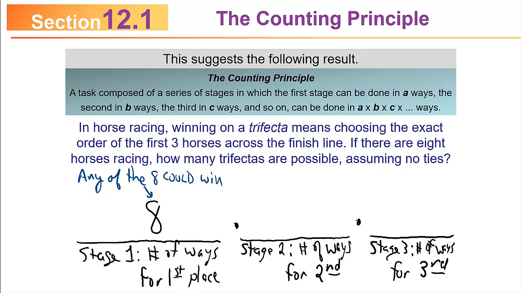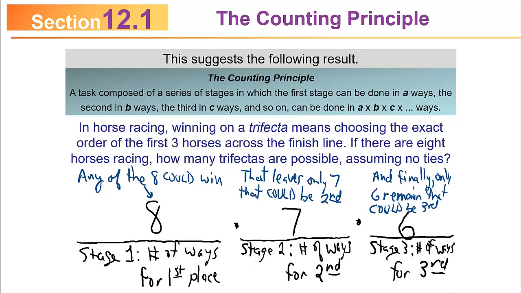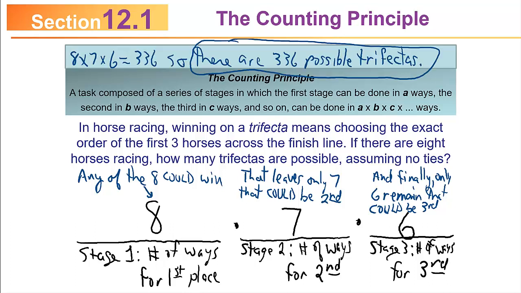However, if a horse wins first place, that horse can't also win second place, so that only leaves 7 horses that could possibly finish second. And using the same logic, if a horse wins first and a different horse wins second, neither of those 2 horses are available to also win third place, so there are only 6 horses left that could possibly finish in third place. So by the counting principle, there are 8 times 7 times 6, which is 336 possible trifectas. Again, you see the power of the counting principle.